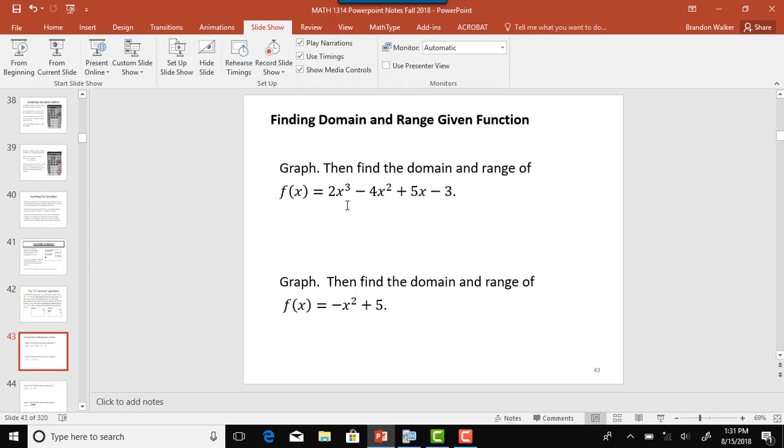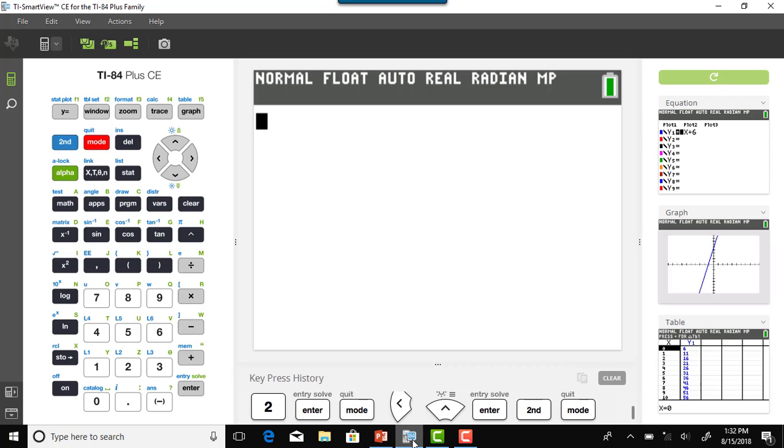So let's look at this first one here, which is f of x, or y, equal to 2x to the third minus 4x squared plus 5x minus 3. That's the function we're going to type into our calculator. To get to the graphing, you want to get to what you see over here on my fancy software, which is the y equals, which across the top are your buttons that you would use if you want to graph anything on your calculator.